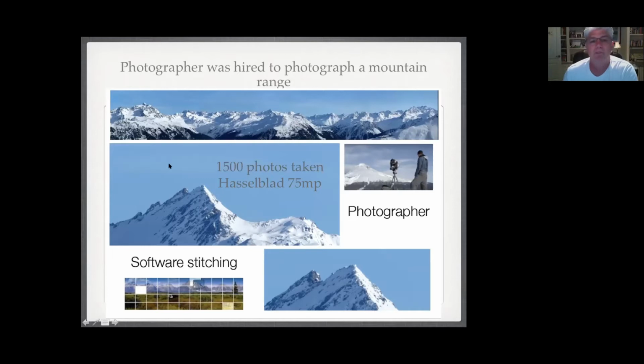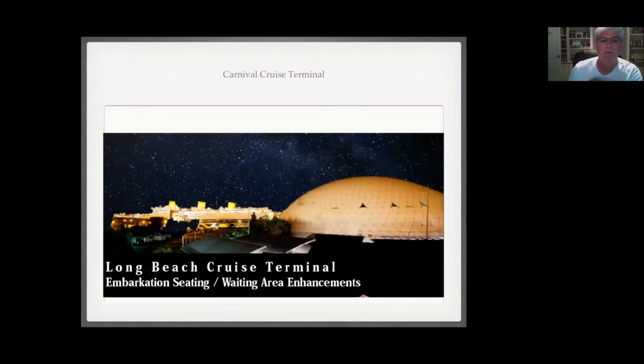So with the Photoshops, or the photographer, he takes all the images like you see down here for this particular shot and stitches everything together to create the file. This is the actual Long Beach cruise terminal for Carnival. This is the embarking station where you go inside. This is the cruise ship that's on the outside.